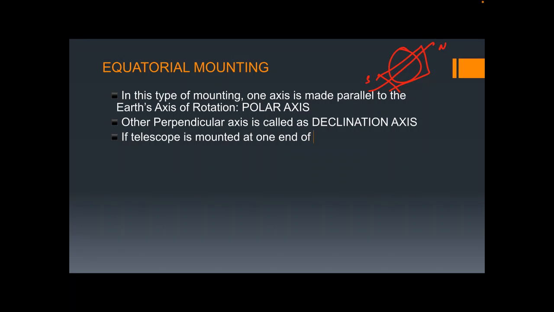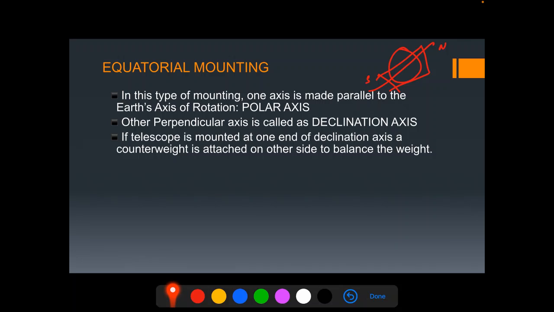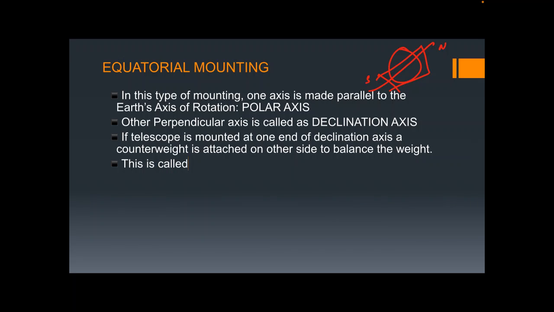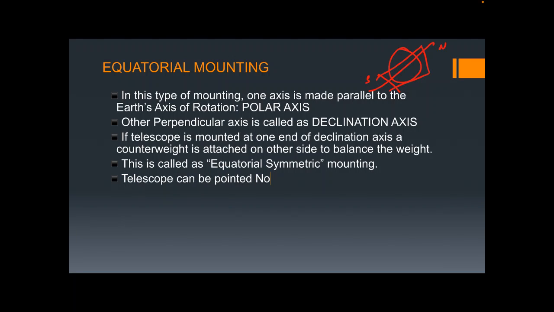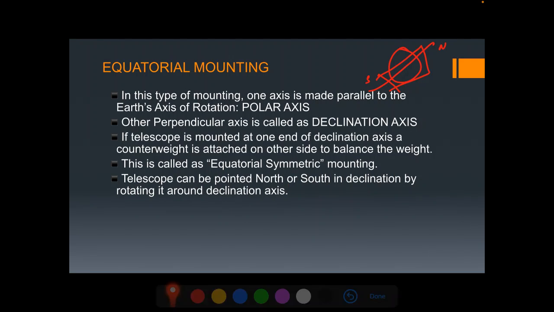Now if the telescope is mounted at one end of the declination axis, a counterweight is attached on the other side to balance the weight, to balance the center of mass of the telescope. This type of mounting is called an equatorial symmetric mounting. Now the telescope can be pointed north or south in declination by rotating around the declination axis.